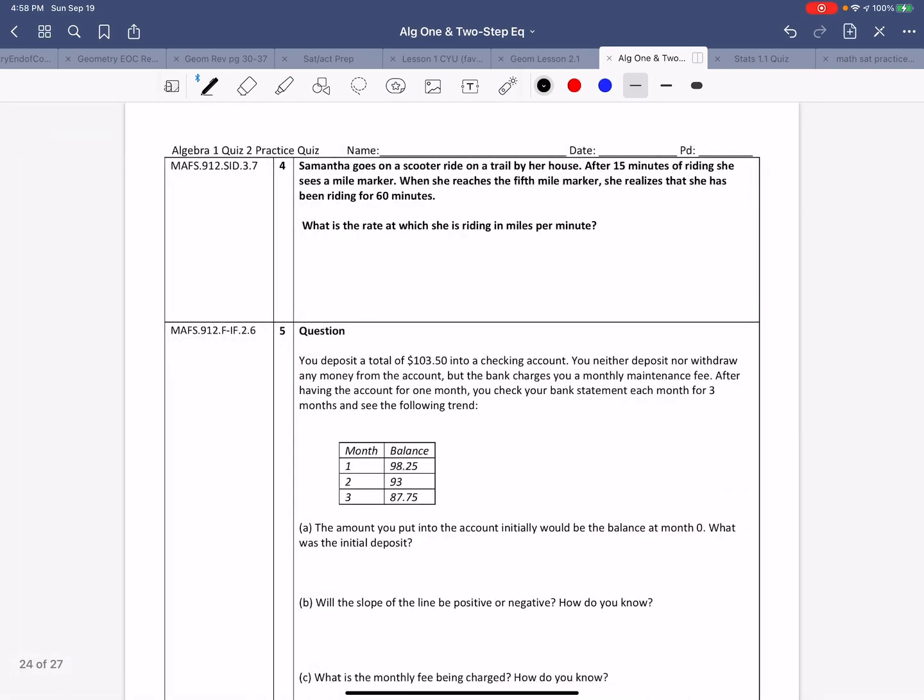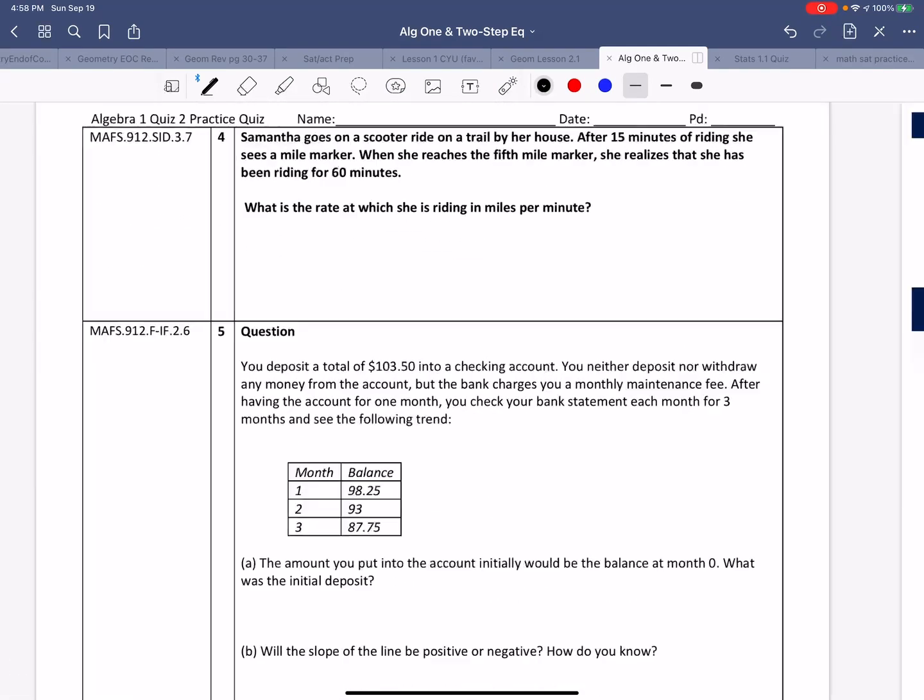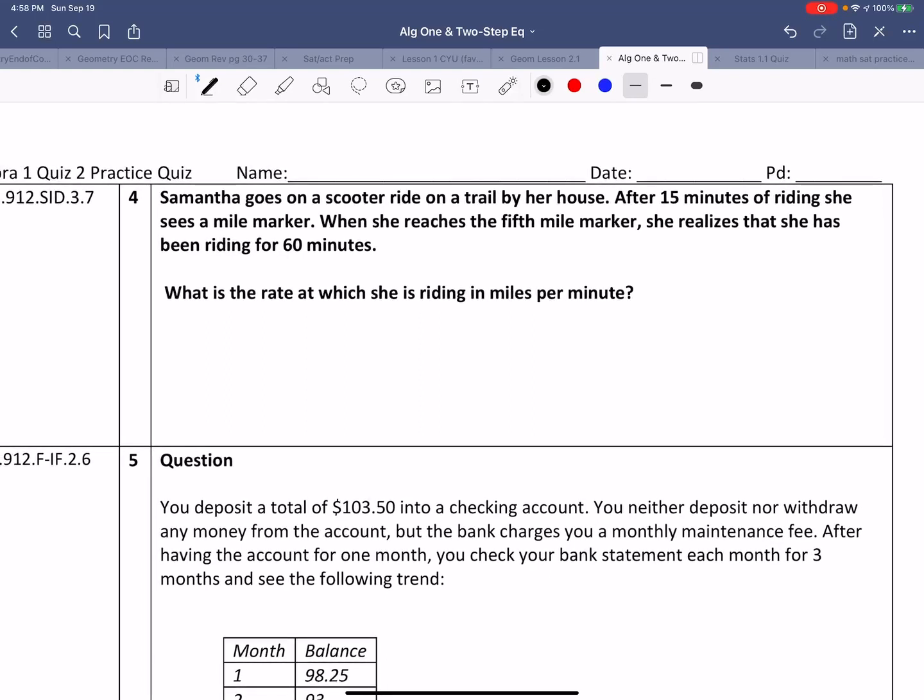So hopefully you're prepared for these types of questions. All right, now the next 2 questions, 4 and 5, let's take a look. It says, Samantha goes on a scooter ride on a trail by her house. After 15 minutes of riding, she sees a mile marker. So she goes 15 minutes, and apparently she's traveled 1 mile.